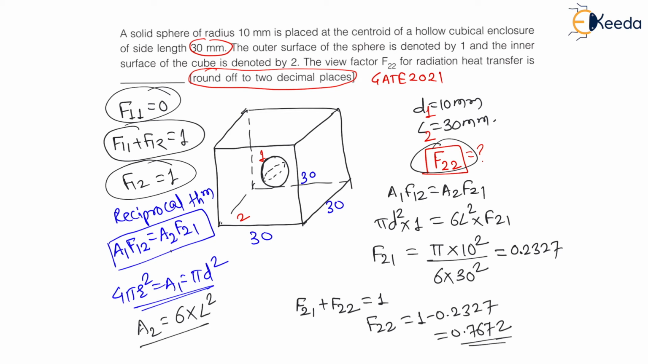Now, my dear students, in the question they are asking to round off to two decimal places. If I round off to two decimal places, 7 is more than 5, therefore it is close to 0.77. Therefore, here we have to type 0.77 for getting 2 marks.